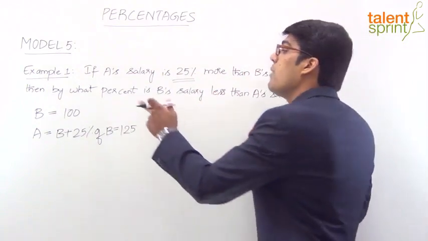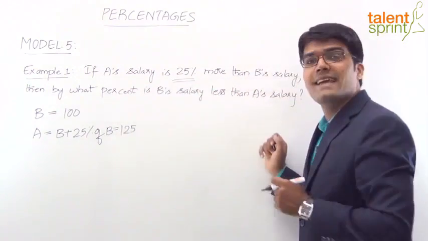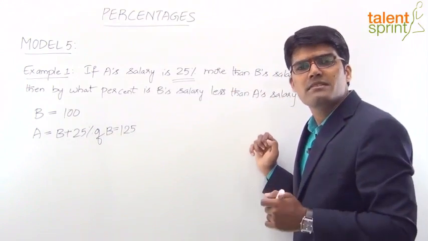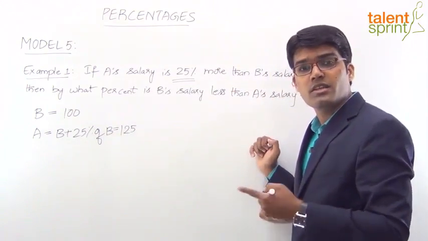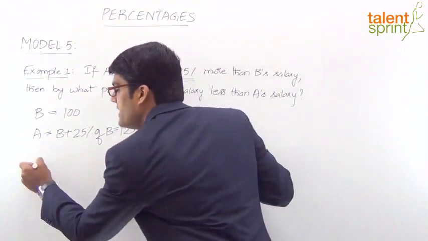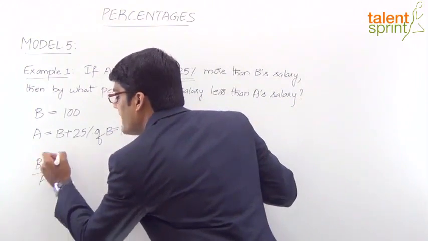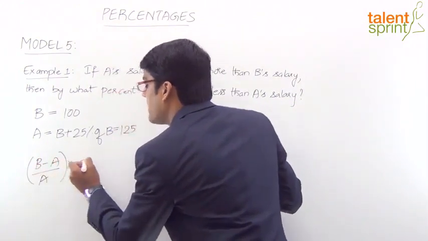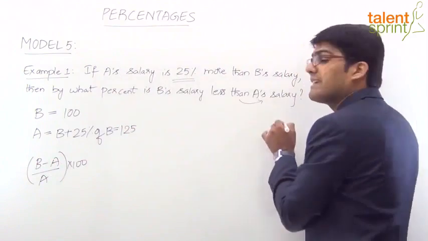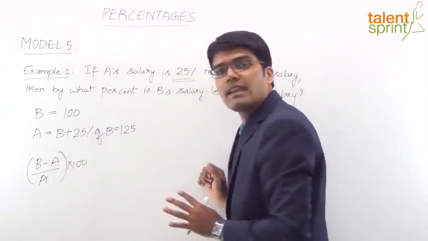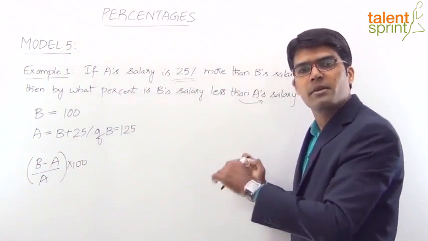But the question says, by what percentage is B less than A? Now, based on the concept that we have discussed, how do we solve this? B minus A by A into 100. Remember, we are comparing with A, less than A. So the denominator should have A. Numerator will be the difference, denominator should have A.